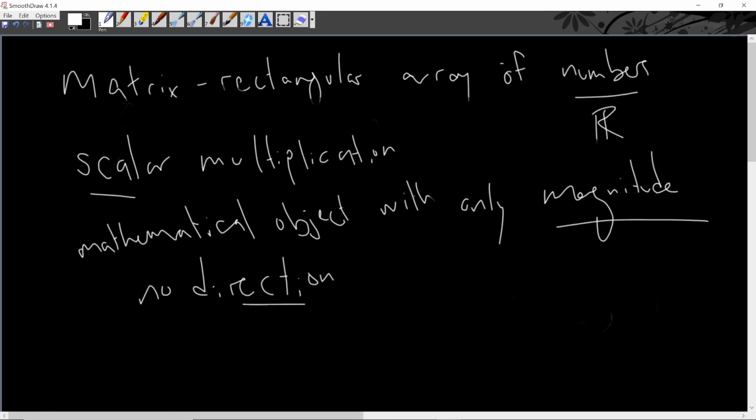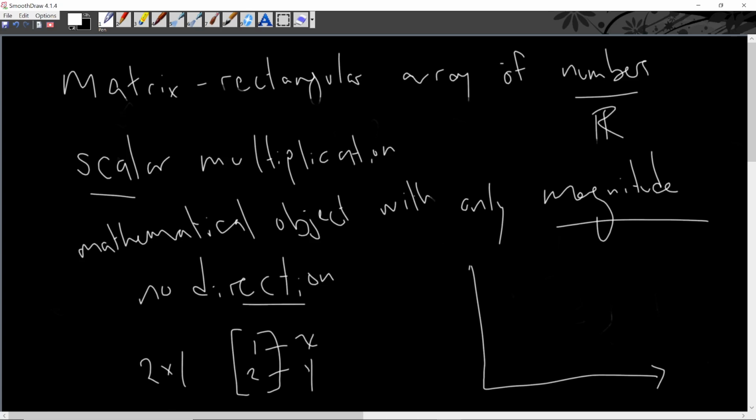We have our original example. We have a 2x1 matrix, which we will again talk about how scalar multiplication connects from vectors to matrices. We have a 2x1 matrix of 1 and 2. 1 corresponds to x, and 2 corresponds to y. So let's draw that out one more time. We have 1, 2. X, y.